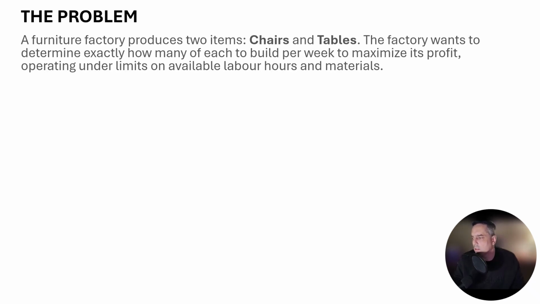So the problem we're going to look at today is this: a furniture factory produces two items, chairs and tables. The factory wants to determine exactly how many of each to build per week to maximize its profits, operating under limits on available labor and materials. This is actually a real world problem. There are factories out there that build tables and chairs, but we're simplifying the problem here.